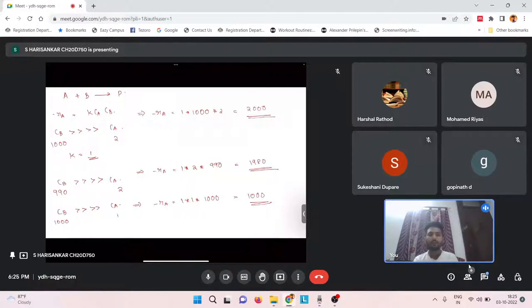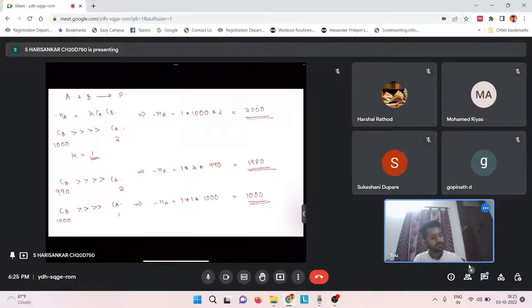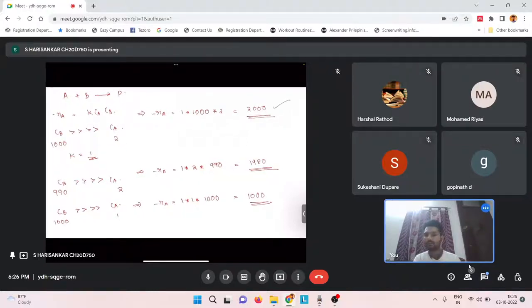The first one is the normal condition, so you have 2000 as your exact rate. Now in the second case, the concentration of B changed a little. From 1000 to 990, the change is very small, so this rate value here is 1980. That is very, very close to 2000.